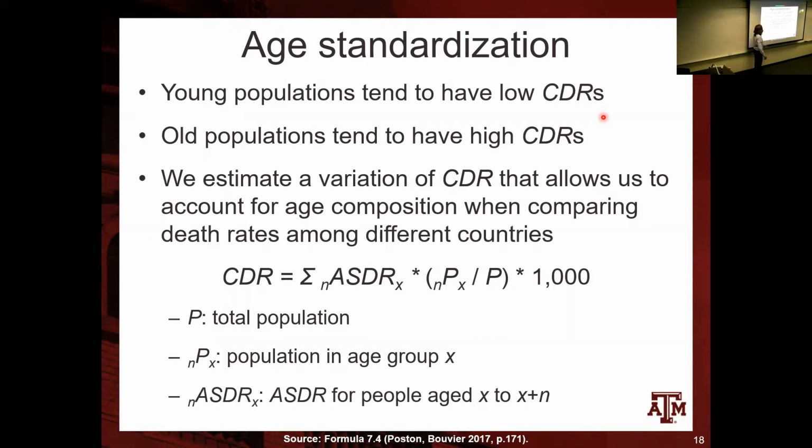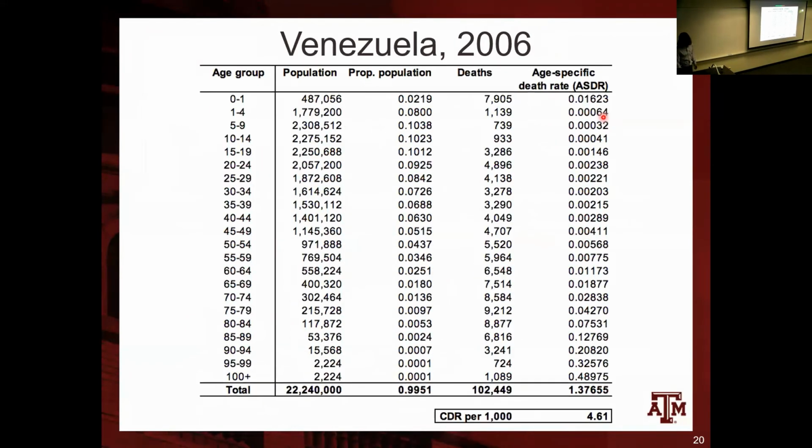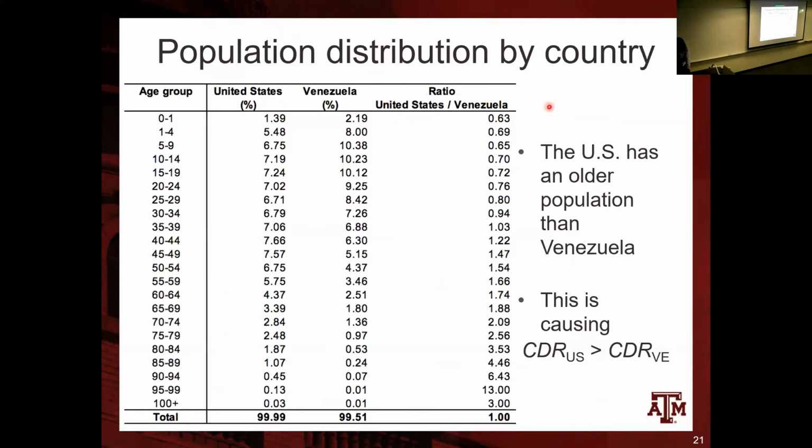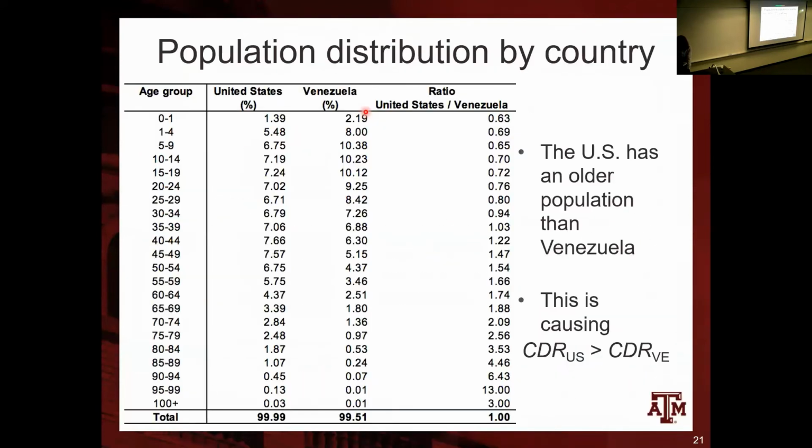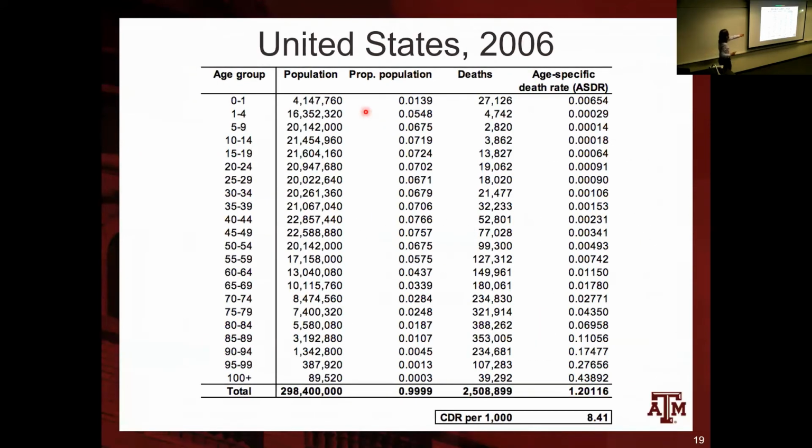Let's go slow. Age-specific death rate of Venezuela using the US as the standard. How do we do that? We have to go to the table of Venezuela, get the age-specific death rate here, 0.0162. I go to the table of the US and get results from this column here, 0.0139. Remember, from Venezuela, I got from here. From the US, I get from here, 0.0139.